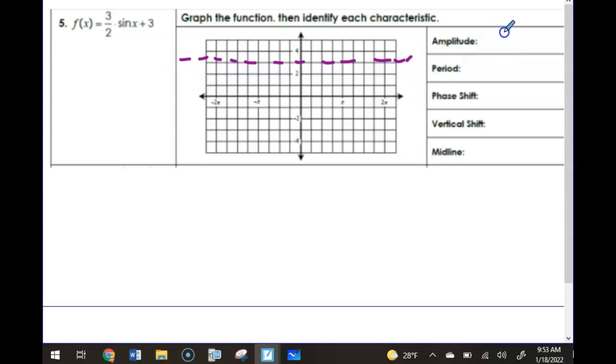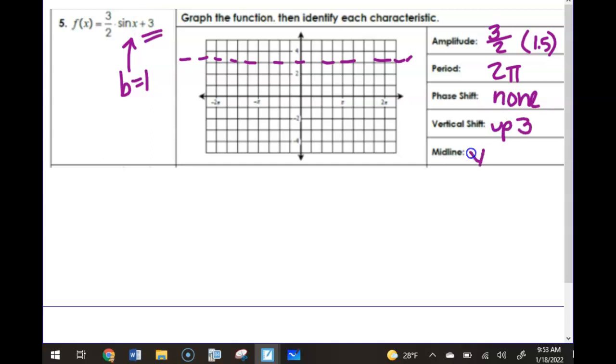What's the amplitude of this disgusting thing over here, guys? 3/2 or 1.5. I'm going to use some decimals, I think, on this. The period has no b value. B is just 1. So the period is a normal 2 pi. It has no phase shift. We haven't talked about those yet. The vertical shift is the k at the back. So that's up 3, which just makes the midline y equals 3. And that's the line that I put on here.